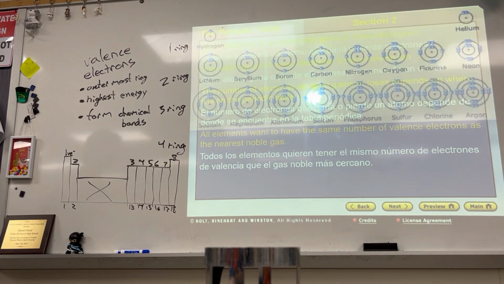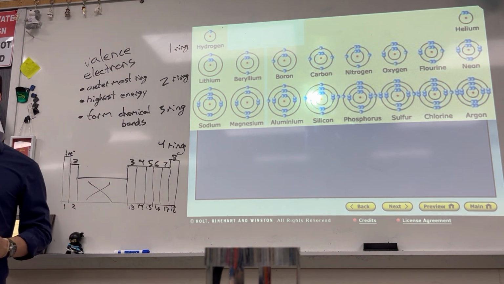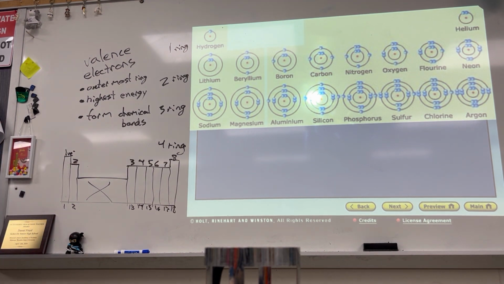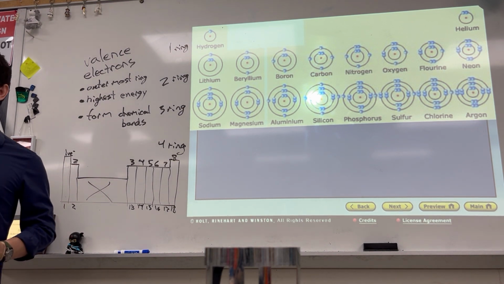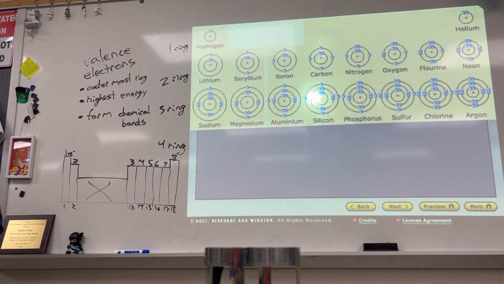Okay, so here's our chart. We have this drawn. These are the Bohr models that we just looked at. I want to start with lithium. Everyone see lithium? Which noble gas is closest to lithium? You can go forward or backwards. Helium or neon? Which one's closer?